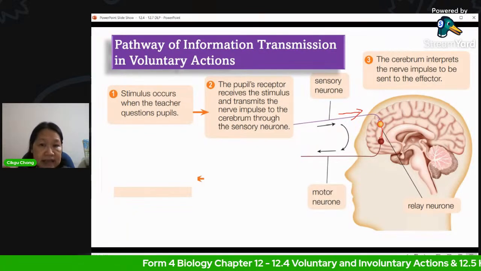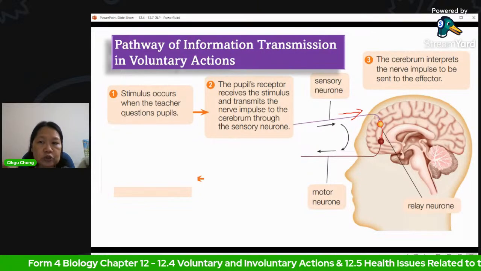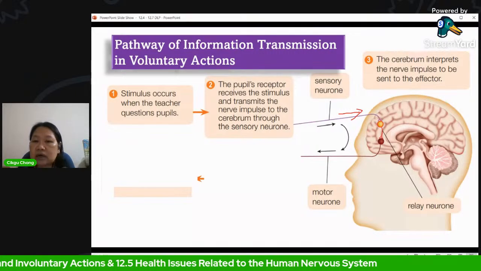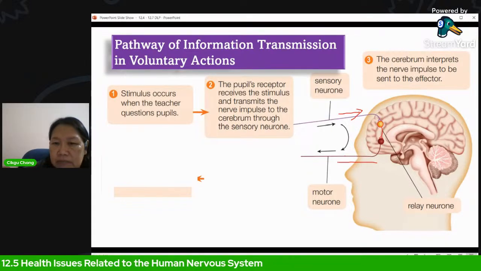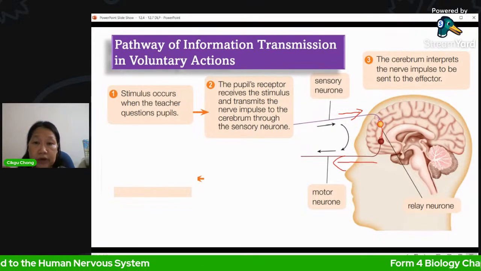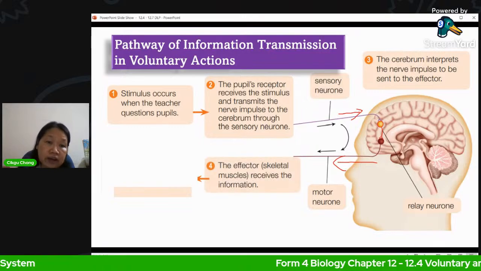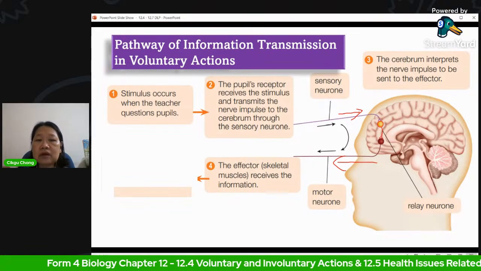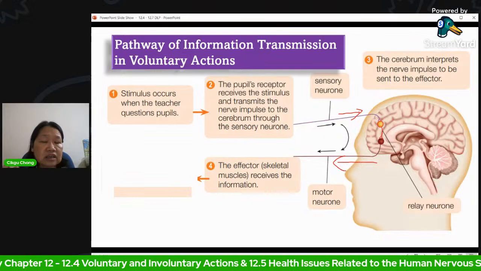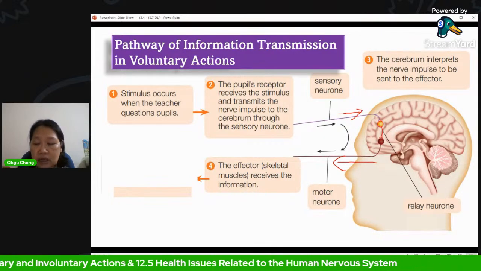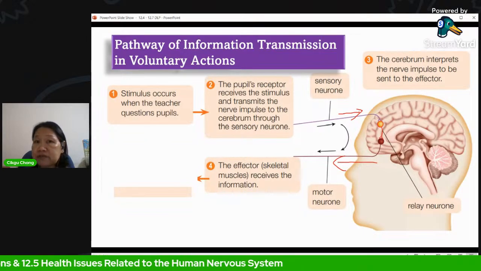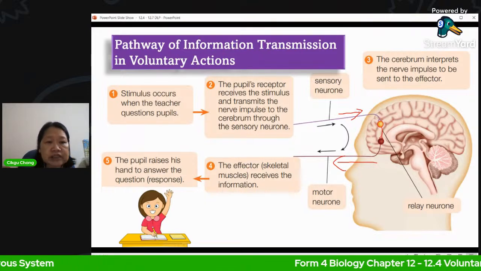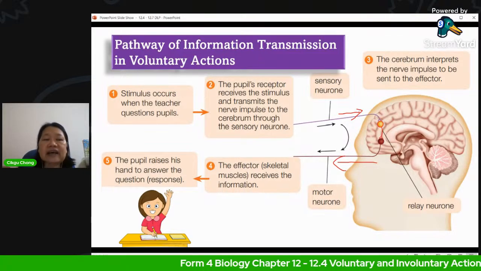And then this impulse will be sent out to the effector, to your arm to contract the muscle so it can raise your arm. So this is brought by the motor neuron. The motor neuron carries the impulse out of the brain to the effector. So the effector will be your arm, right? Of course, if you want to answer a question, you raise your arm. So the muscles in your arm are the effector, the skeletal muscles. And when your muscles receive the impulse, it will contract and your arm is raised. The pupil raises his or her hand to answer the question, and that is the response.